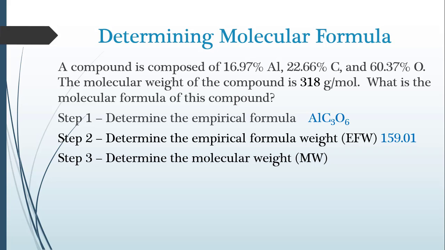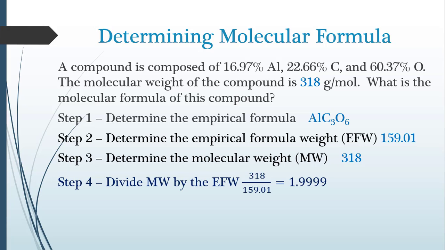On to step 3, determine the molecular weight. Well, in this problem, it's easy. You're given the molecular weight of 318 grams per mole, so you put that there. Step 4, divide the molecular weight by the empirical formula weight. So 318 divided by 159.01 equals 1.9999. That's close enough to call it 2.